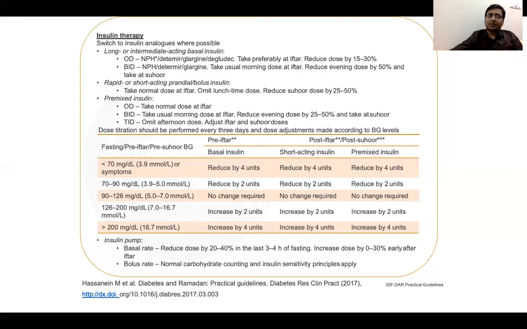BID dose should be discouraged, and in that sense, take the usual morning dose at iftar and reduce the evening dose by 50% and take it at suhoor. Rapid or short-acting insulin, the bolus insulin: take the normal dose at iftar, but omit the lunchtime dose, obviously because I'm not taking any meal. Premixed insulin: take the normal dose at iftar.